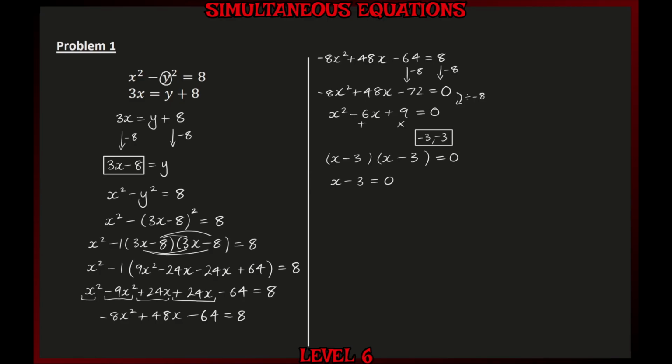So if x minus 3 is 0, we can add 3 to both sides to remove the minus 3 from the left, and this gives us x is equal to 3. So this is the first part of our solution.